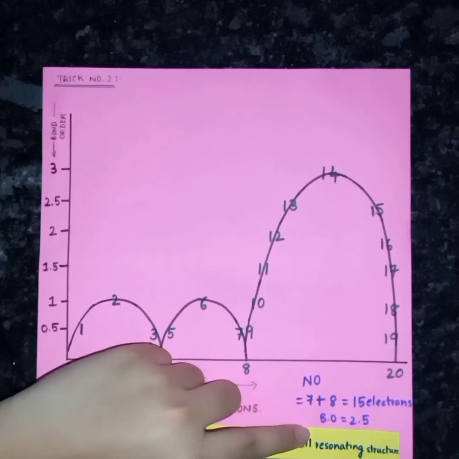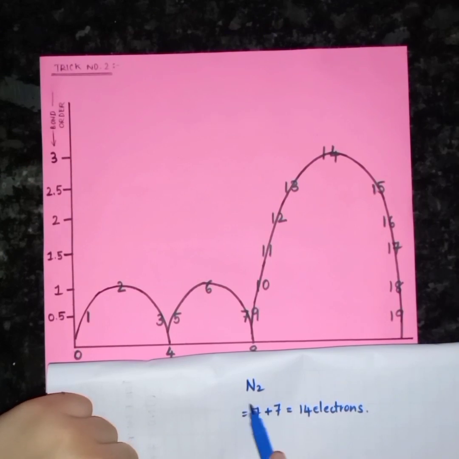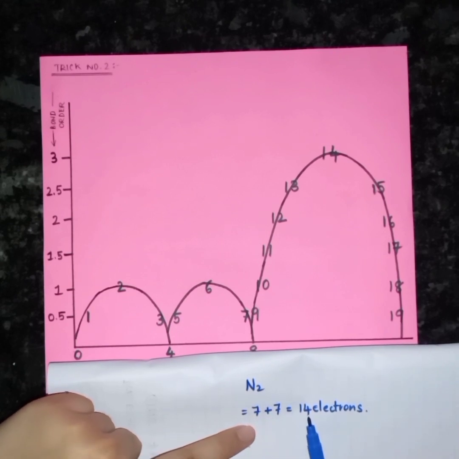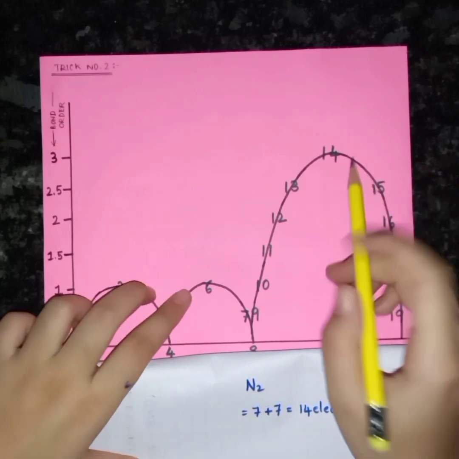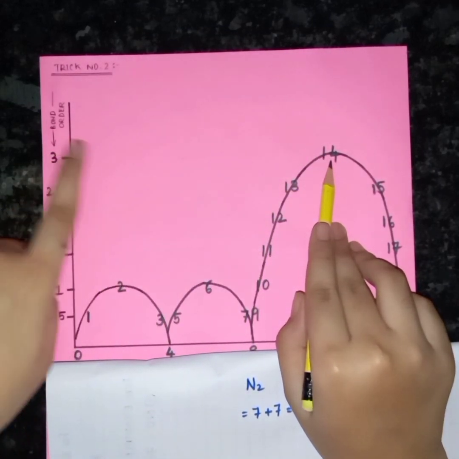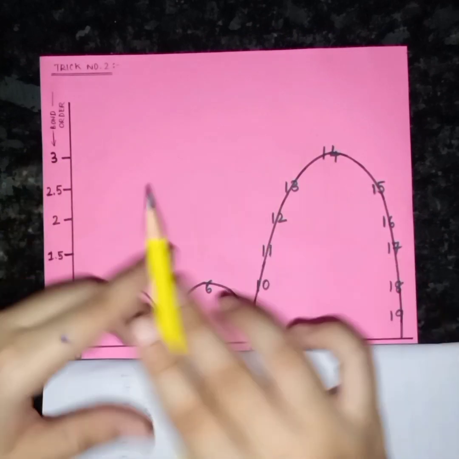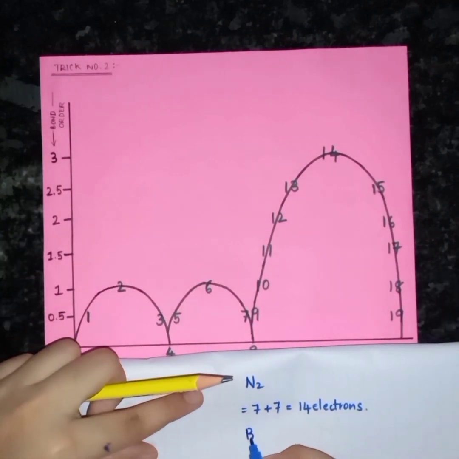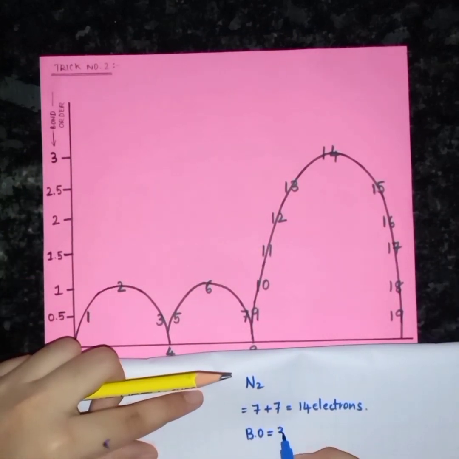Let's solve another question for N2. Nitrogen atom has 7 electrons, thus N2 will have 14 electrons. For 14 electrons, what is the bond order? 3. Thus, what is the bond order of N2? Bond order is equal to 3.